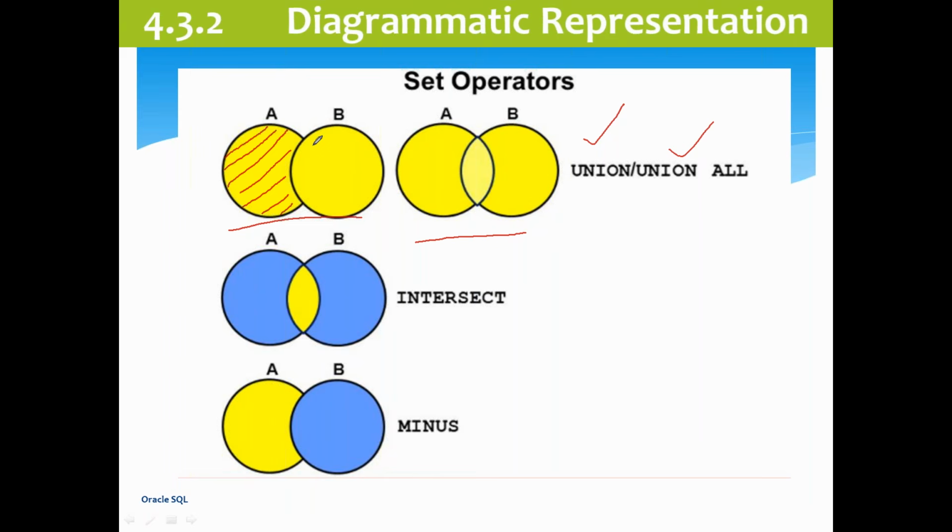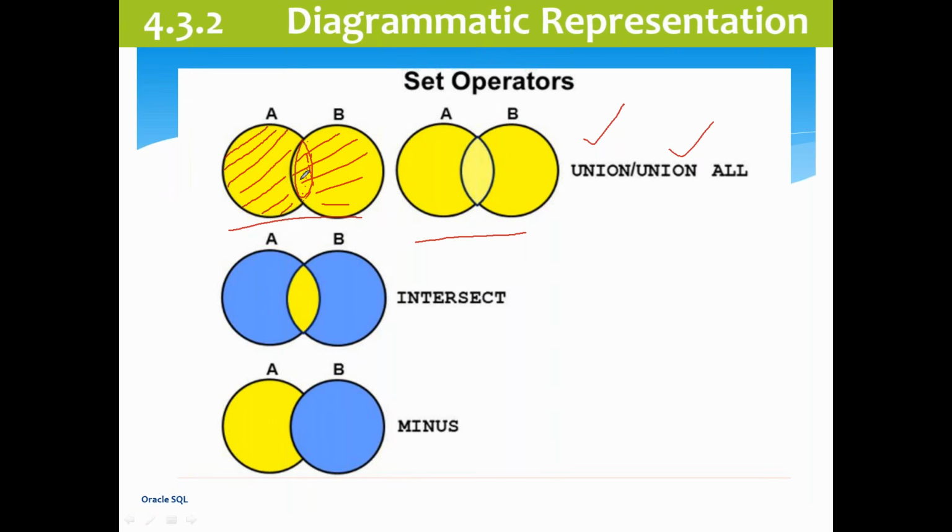Only one time it will take. So this part is the common part. In A also it is present, in B also it is present. So that part only one time it will display, not two times. That's why B will come. This part does not come for A. If it comes in A, then it will not come for B. If it comes in B, then it will not come for A.